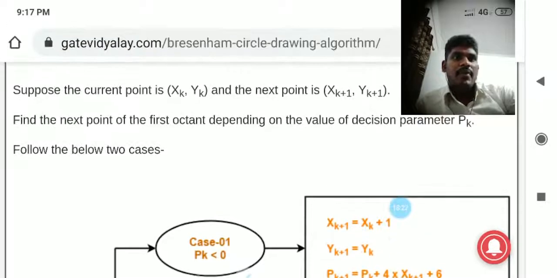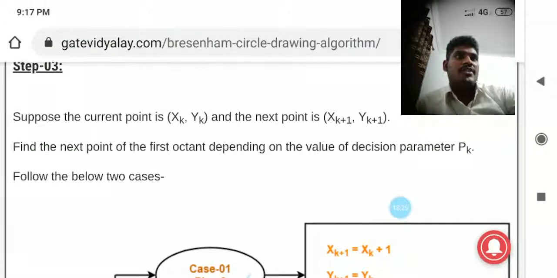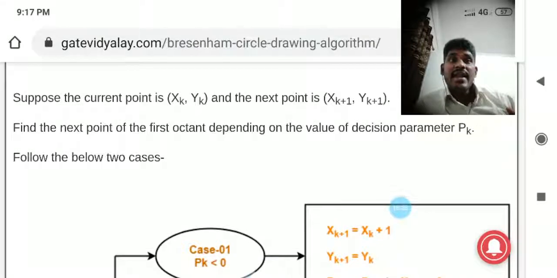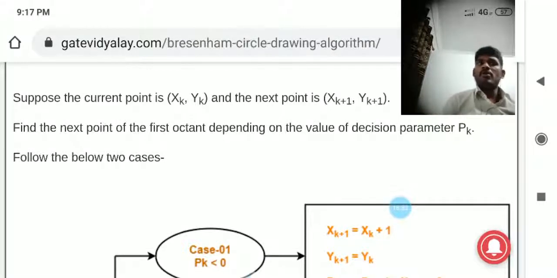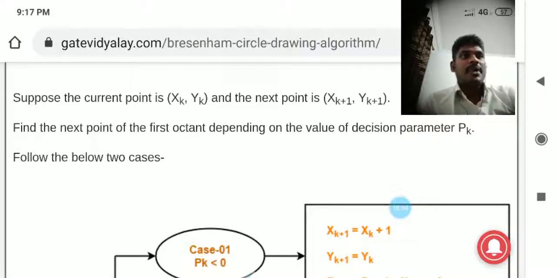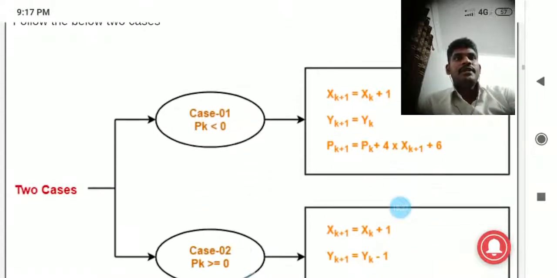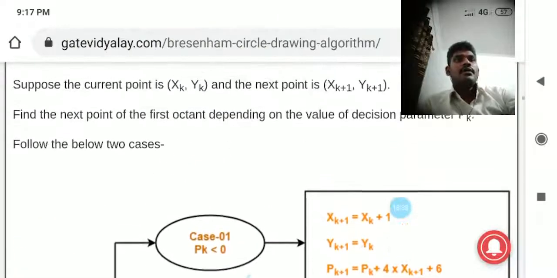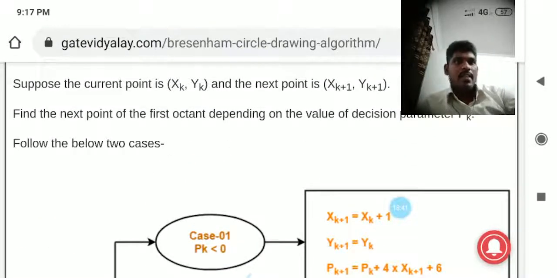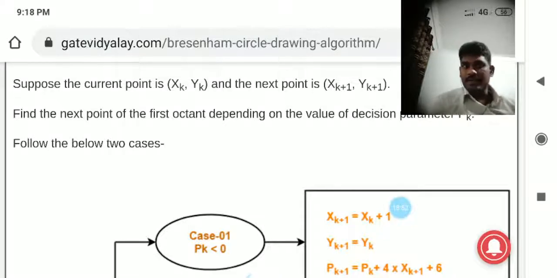So find the next point of the first octant depending on the value of the decision parameter. The next point of the first octant depends on the decision parameter pk. Here two cases are there. If we want to find the next coordinates, the next points in the first octant depend on the decision parameter, the x value and y value.